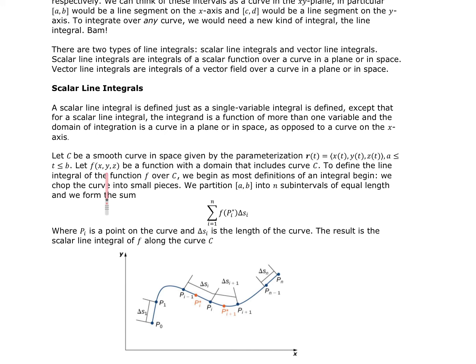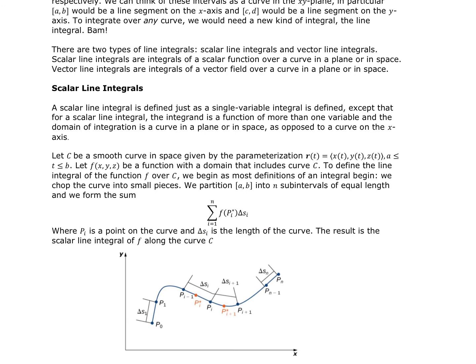Let f of x, y, z be a function with a domain that includes the curve C. We're going to define the line integral of the function f over C. As we begin with most definitions, we're going to start by chopping it into small pieces, and we're going to partition a to b into n subintervals of equal length. Now, here's something that we want to point out. The partition length from a to b is the same length, but the curve may not be the same length. It depends on how the curve is formed.